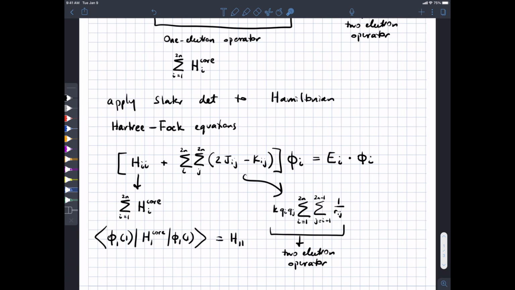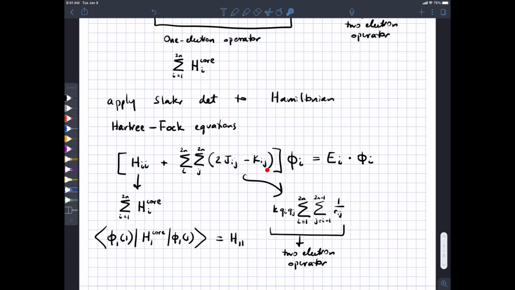So in this case, H_11 would be: we take electron 1 in phi 1, we apply the core Hamiltonian to it. That gives us the kinetic and potential energy of that electron, potential energy with respect to the nucleus, and then we multiply that by the complex conjugate. That gives us that energy term. This second term with the J and the K comes from the 2 electron operator that comes from electron-electron repulsion.